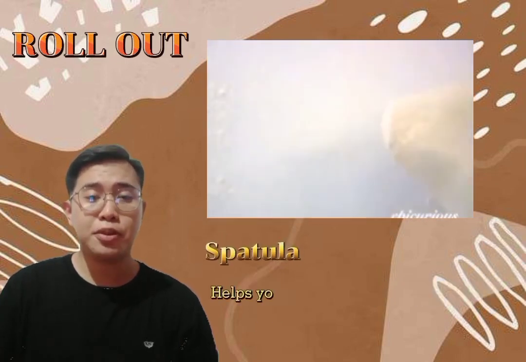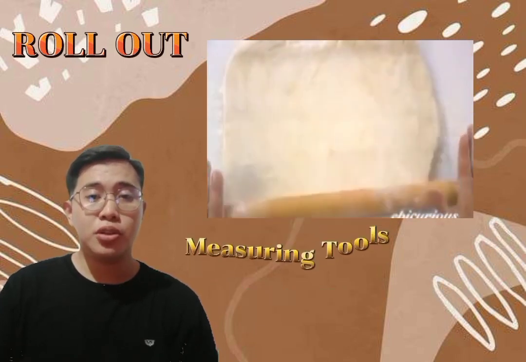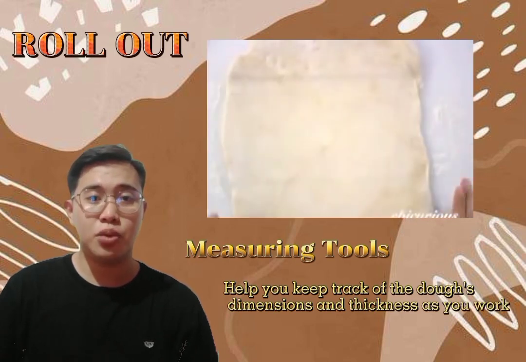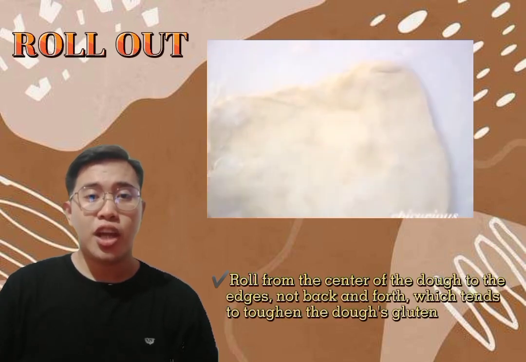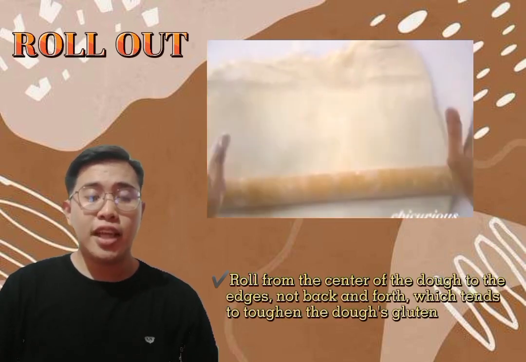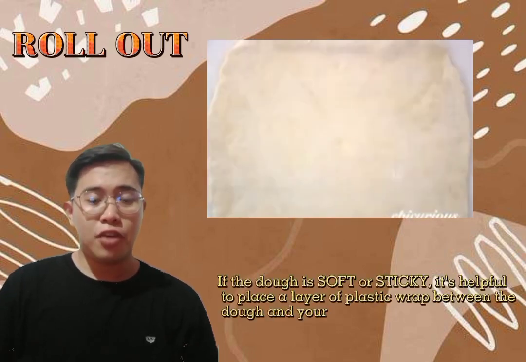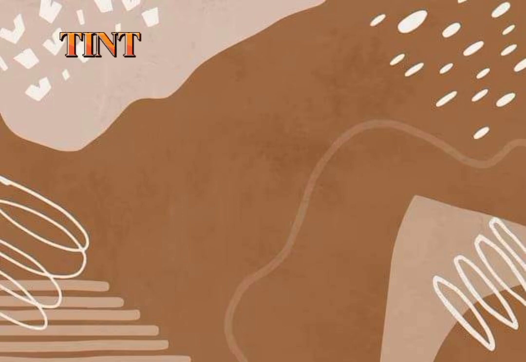The spatula helps you pick up the dough to keep it from sticking, and the measuring tools help you keep track of the dough's dimensions and thickness as you work. Roll from the center of the dough to the edge, not back and forth, which tends to toughen the dough's gluten. If the dough is soft and sticky, it's helpful to place a layer of plastic wrap between the dough and your rolling pin before rolling.